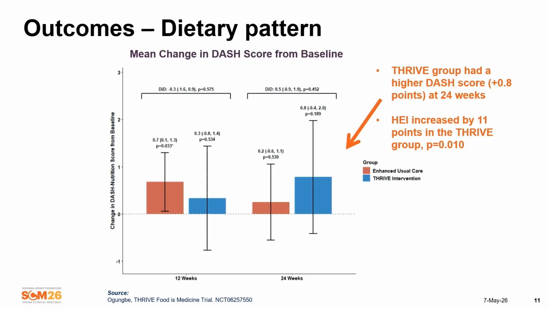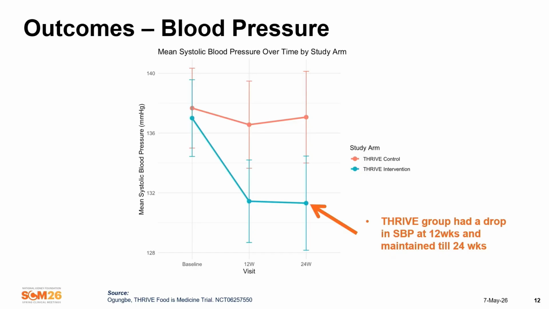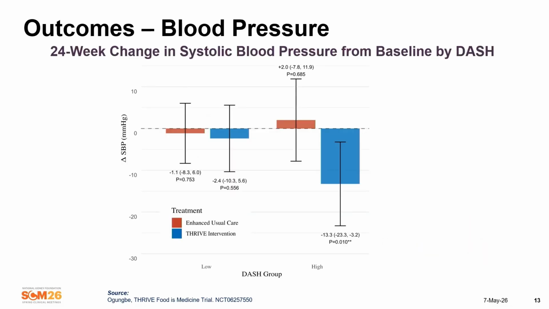There was also an increase in the Healthy Eating Index, which increased by 11 points in the Thrive group. For blood pressure at baseline, the Thrive and the control both started with a systolic blood pressure of about 137, 138 millimeters of mercury, but the Thrive intervention had a drop at 12 weeks and maintained that at 24 weeks. The control group had a slight drop in their systolic blood pressure, which was also maintained at 24 weeks.